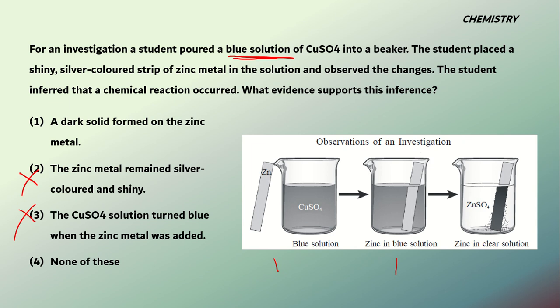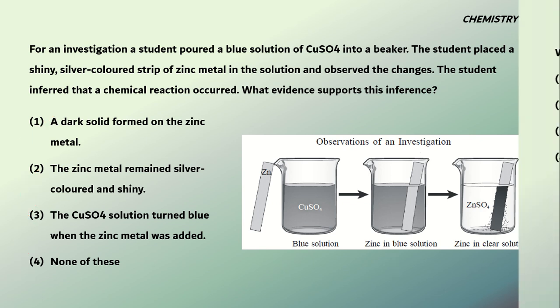Now, if you look at option 1, it says a dark solid formed on the zinc metal. Now this is correct. The dark solid, which is the copper, has been formed on the zinc metal due to a displacement reaction. And the fourth option would also be incorrect since one of the options is already correct. So option 1 is the correct answer for this question.